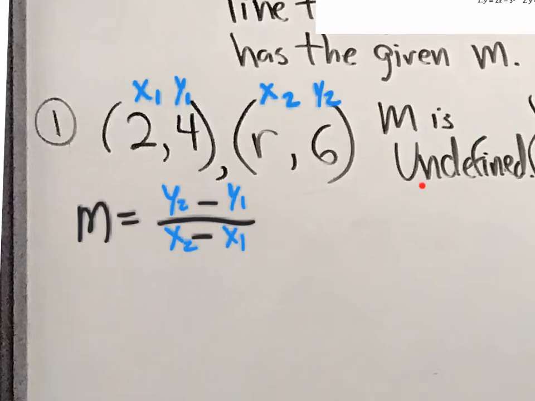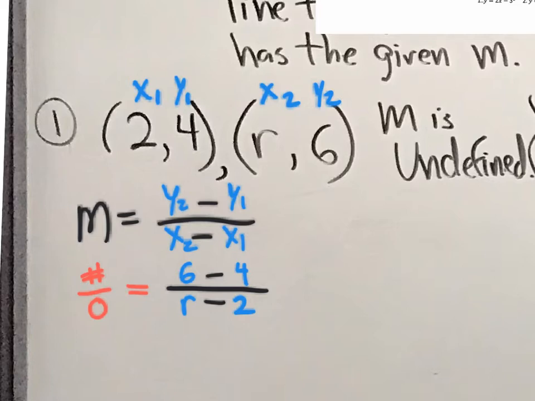So if they tell us that the slope is undefined, that must mean that the slope ends up being a fraction with a 0 on the bottom, and it doesn't even matter what number's on top. Any number divided by 0 is undefined. So we really have a number over 0 equaling the fraction, and let me plug in our values here. y2 is 6, y1 is 4, x2 is r, x1 is 2. Are you guys with me?